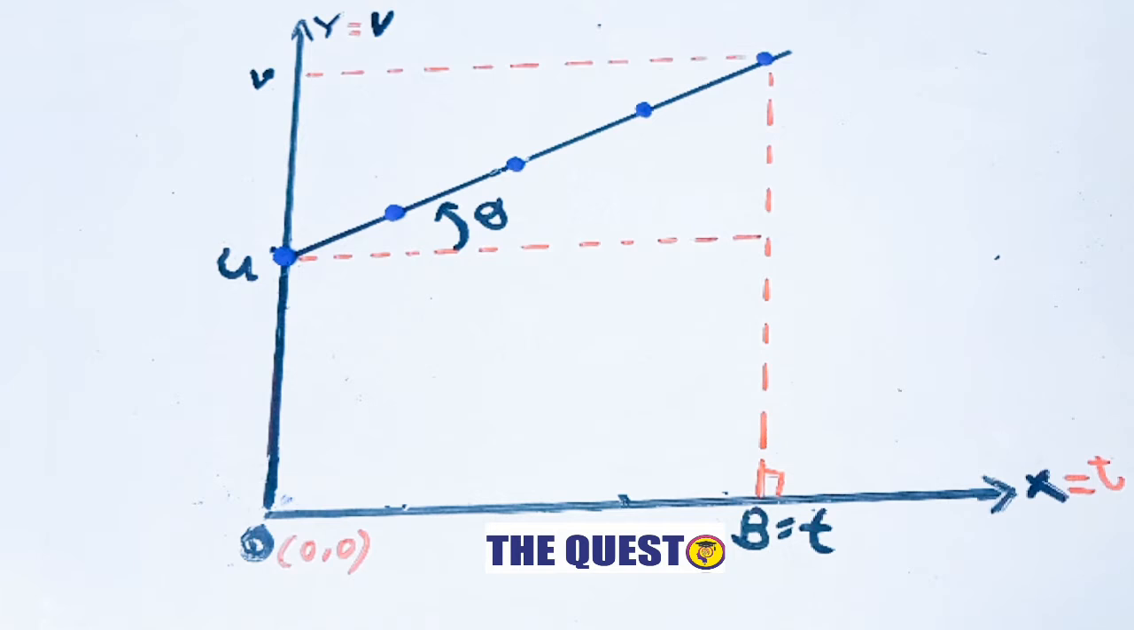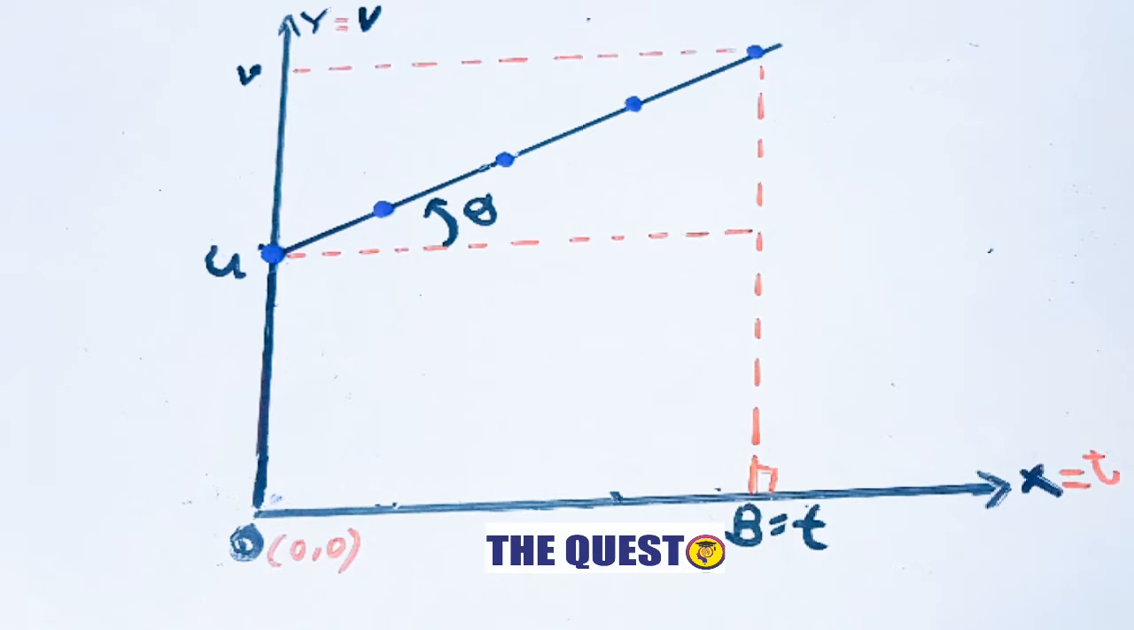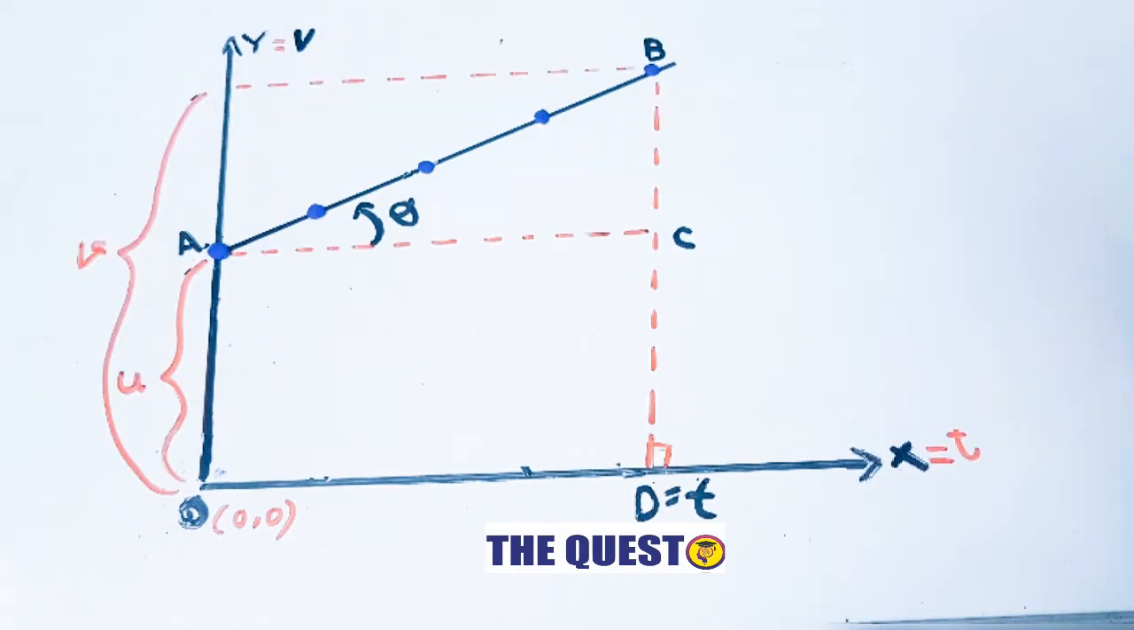For a uniformly accelerated body with an initial velocity u, the velocity time graph is a straight line making an angle theta with the x-axis, but it starts from a separate point other than the origin, like the graph given. Here OA is equal to u, which is the initial velocity of the body at t equal to 0, and OB is equal to v, which is the final velocity of the body at time t.